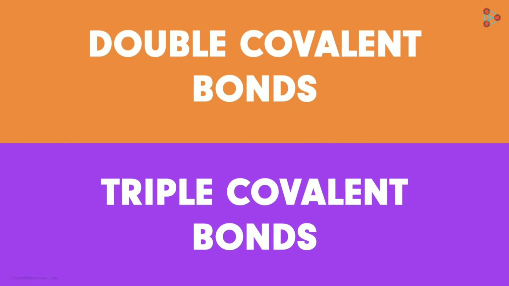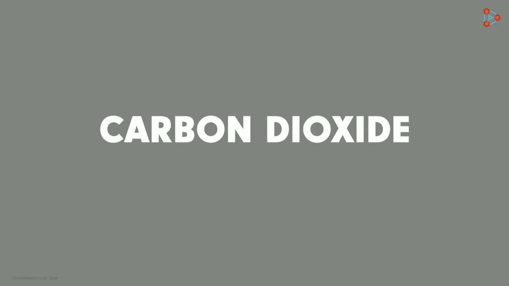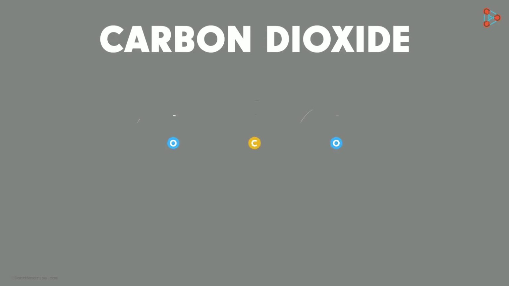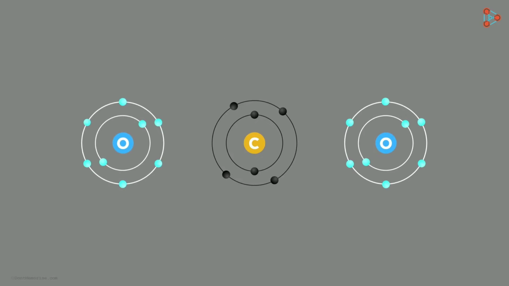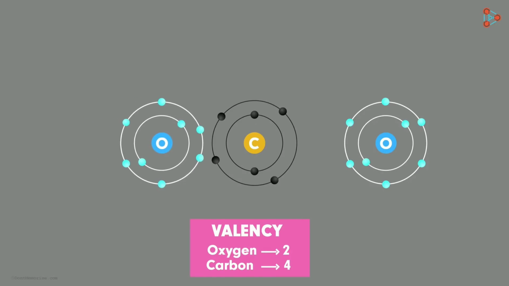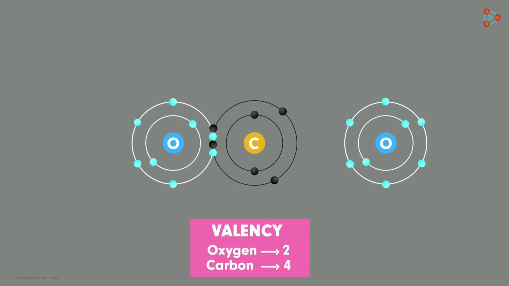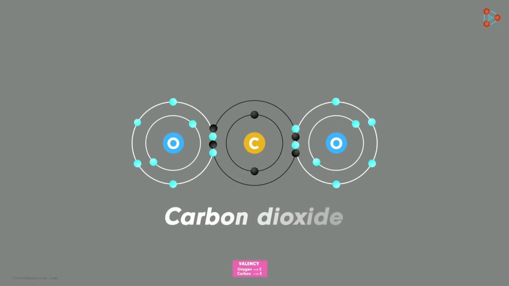To understand this, we take a simple example of the compound carbon dioxide. Can you draw the typical molecular structure of carbon dioxide? Yes, it appears somewhat like this. 2 oxygen atoms bonded with 1 carbon atom. How is this bond formed, by the way? We know that the valency of oxygen is 2 while that of carbon is 4. That means out of the 4 valence electrons, 2 electrons will be shared with 1 oxygen atom while the remaining 2 with the second oxygen atom.